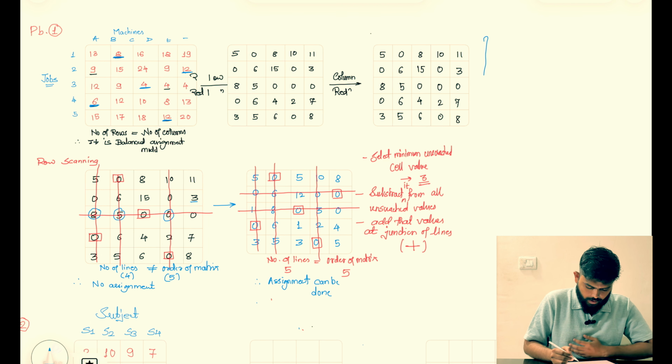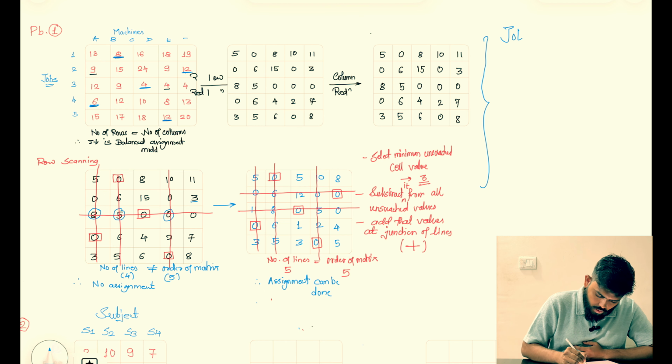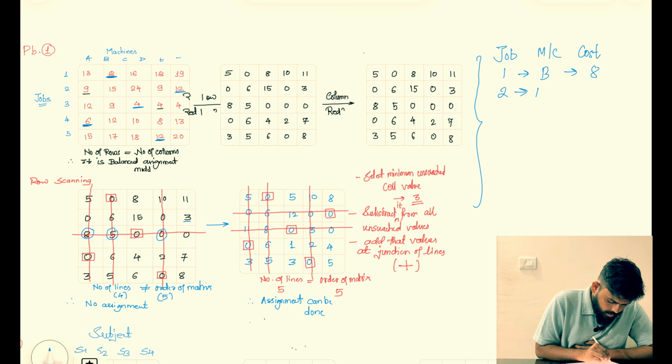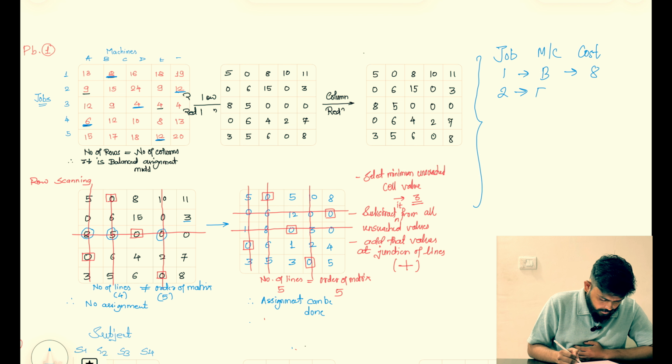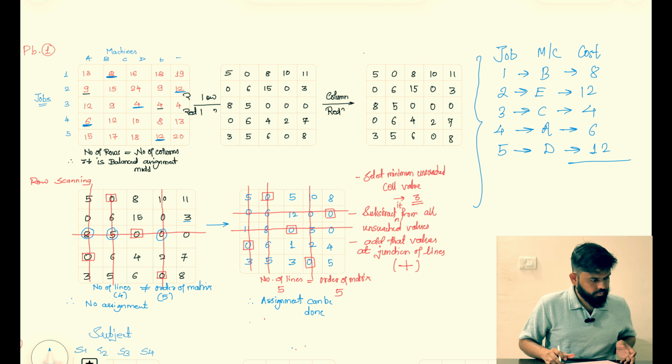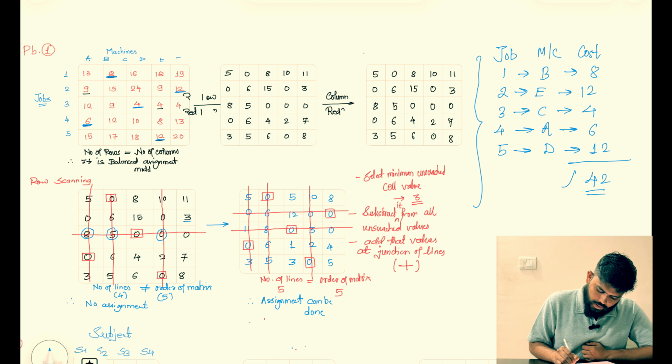Okay, so we can write as: job number 1 can be assigned to machine number B and the cost required is 8 rupees. Similarly, job number 2 will be assigned to machine number E and the cost is 12 rupees. Job number 3 is assigned to machine number C and the cost is 4 rupees. Job number 4 is assigned to machine number A and the cost is 6 rupees. And finally, job number 5 is assigned to machine number D and the cost is 12 rupees. So if we add it, we get the cost of assignment as 42 rupees.